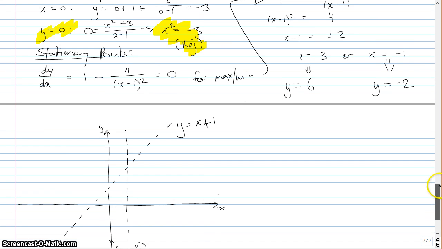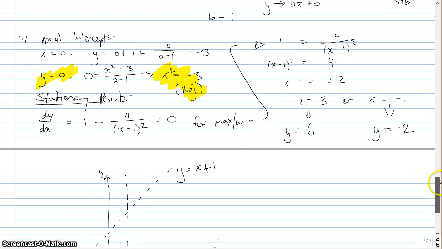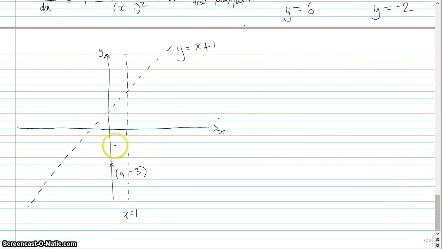Then I should indicate also my turning points, which is minus 1, minus 2. So minus 1, minus 2. And at 3, 6. So that's probably up here somewhere.